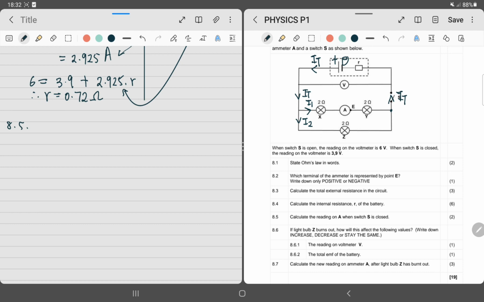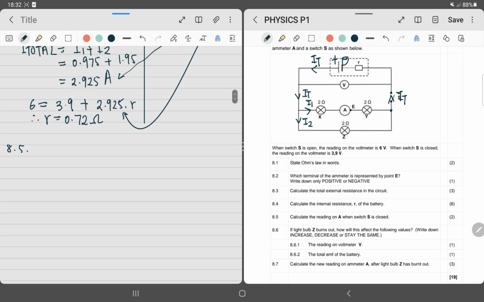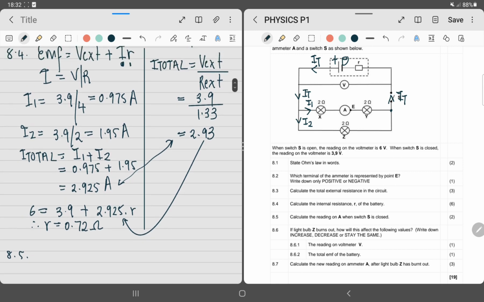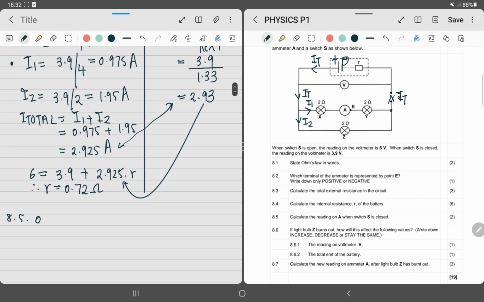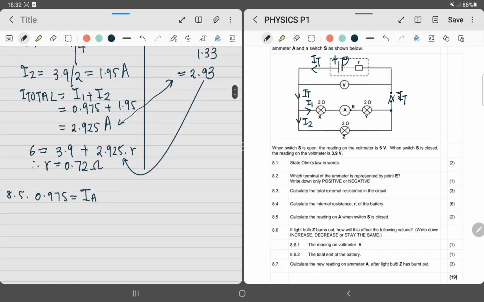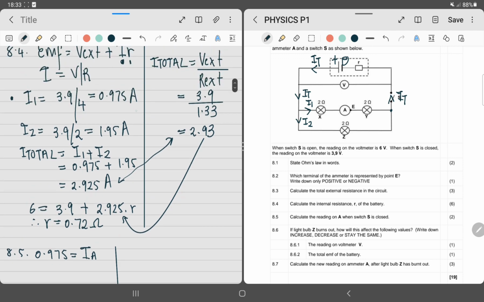8.5. Calculate the reading on A when switch S is closed. If you used option 1, you already know that the current that passes at A should be I1. So the answer should be 0.975, the current through A. And if you did not use option 1, you can just copy this whole thing and then find I1.